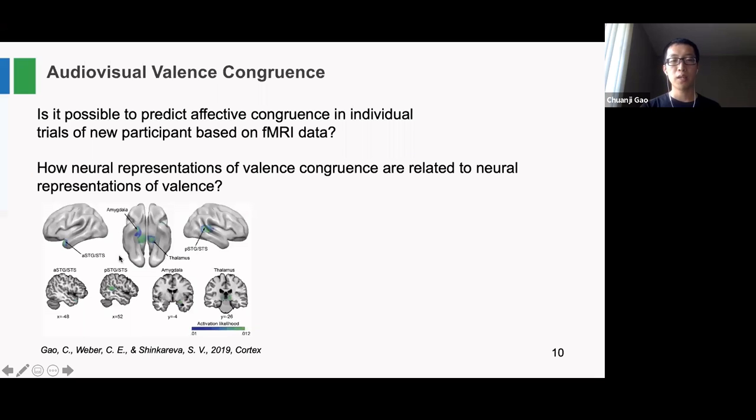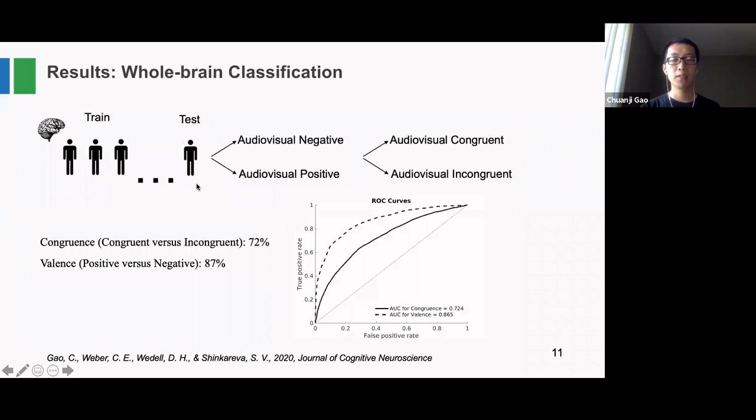So to tell the difference, we want to examine which brain regions are responsible for valence congruence, which is a combining of visual and auditory, and compare them to the brain regions that represent valence. To answer the question, first of all, we want to see whether we can actually identify, on a new participant, individual trials as positive or negative, or congruent or incongruent.